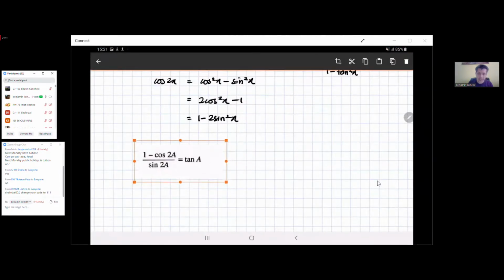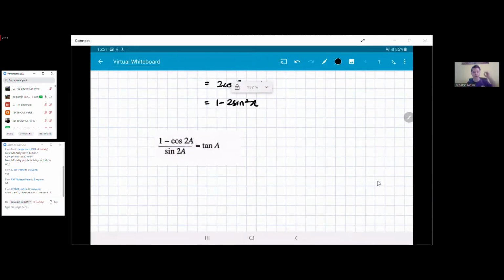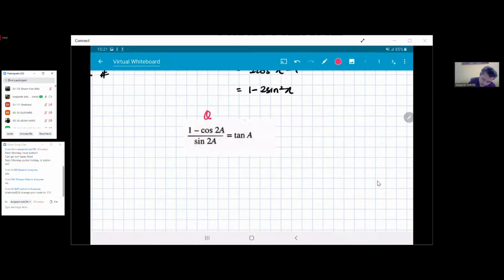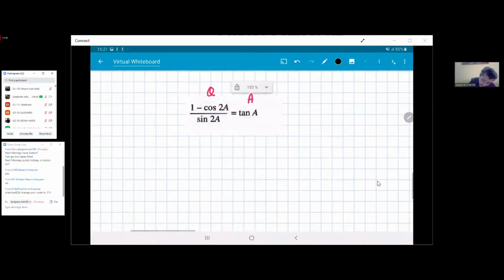Now you already understand that when we do proving, the one on the left is your question. You take from the big one and then you condense. The one on your right is your answer. So I'm going to start with the question. Starting with the question, we have 1 minus cos 2a, at the bottom is sin 2a. And the answer I get must be tangent a.